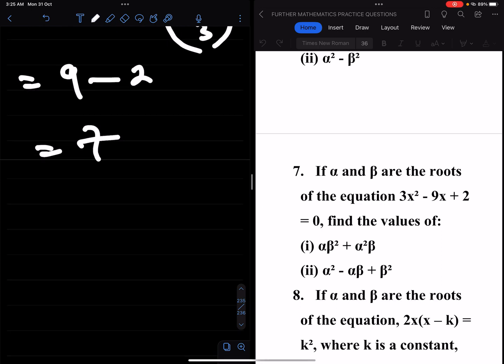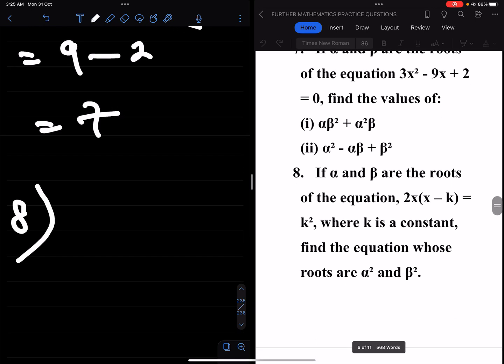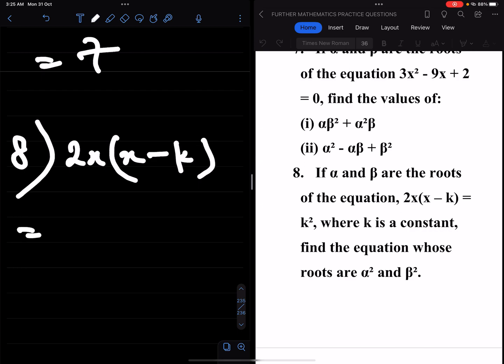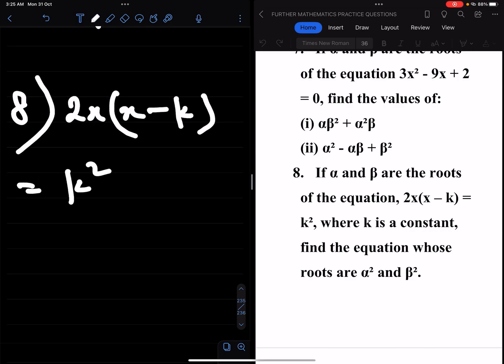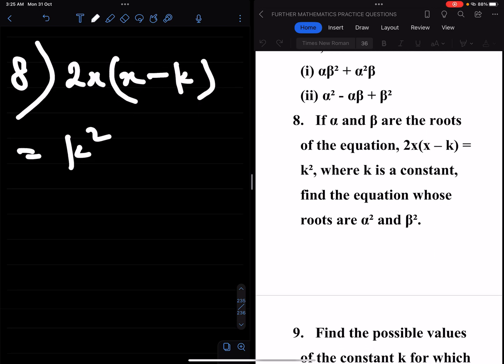And now we go straight to the next, which is number 8. If alpha and beta are the roots of the equation 2x into bracket x minus k equals k squared, where k is a constant, find the equation whose roots are alpha squared and beta squared.